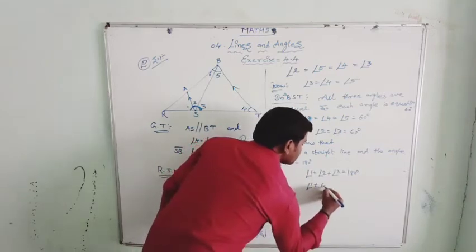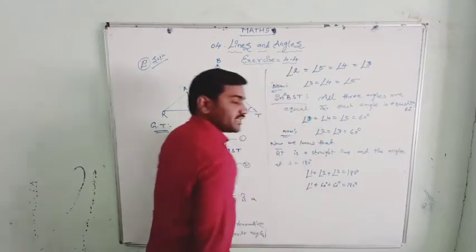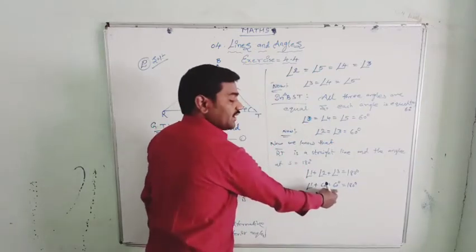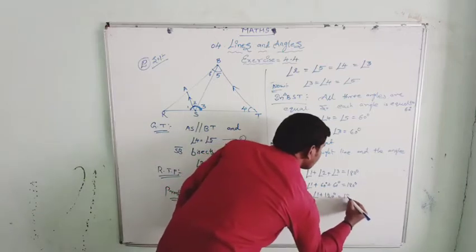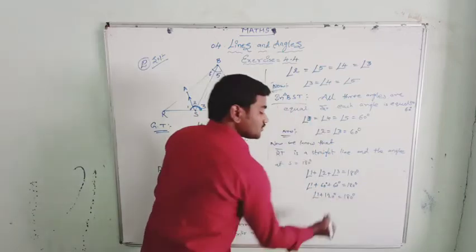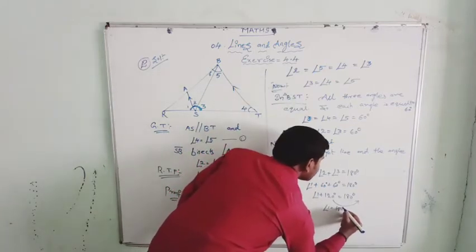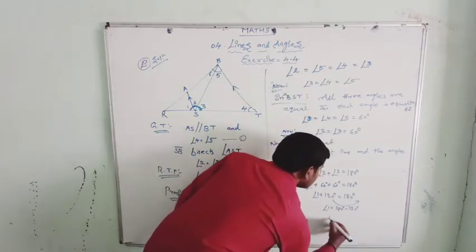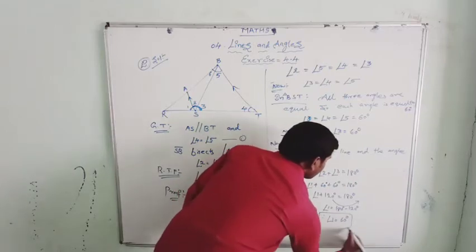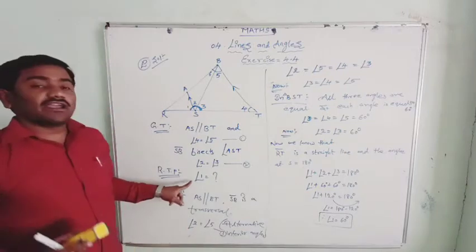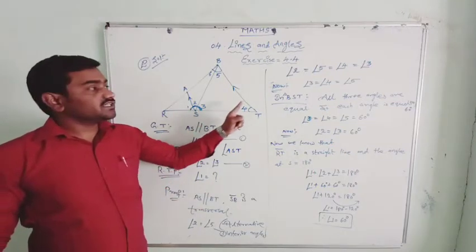Angle 1 plus 60 degrees plus 60 degrees equal to 180 degrees. 60 plus 60, 120. So angle 1 plus 120 degrees equal to 180 degrees. So this 120 degrees will transfer to this side. So angle 1 equal to 180 degrees minus 120 degrees, so angle 1 equal to 60 degrees. Now what we need to find actually, angle 1 equal to what? The angle 1 is also equal to 60 degrees.